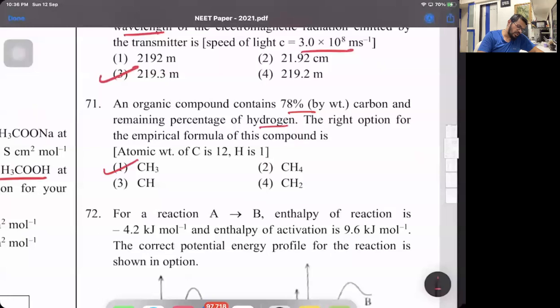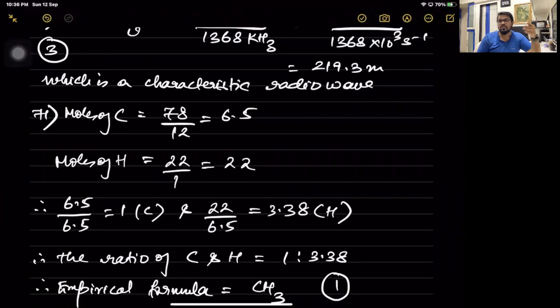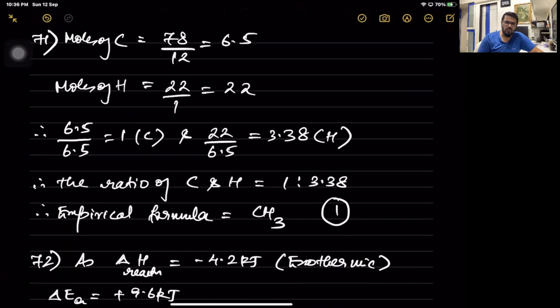Look at that. The percentage of carbon is given, so 78 by 12 for moles of carbon, and the same for hydrogen. Then calculate the simplest ratio. So one carbon and you have 3.38 hydrogen. Now one carbon and 3.38, so approximately the empirical formula comes as CH3. All right, that's one.